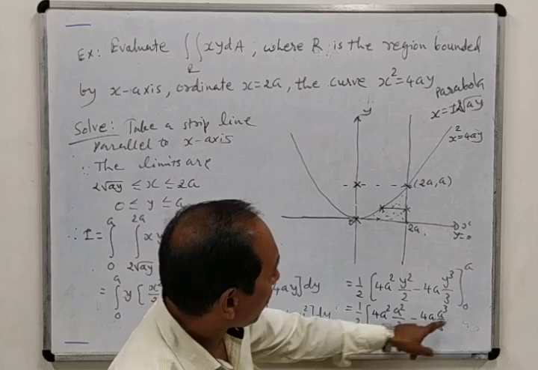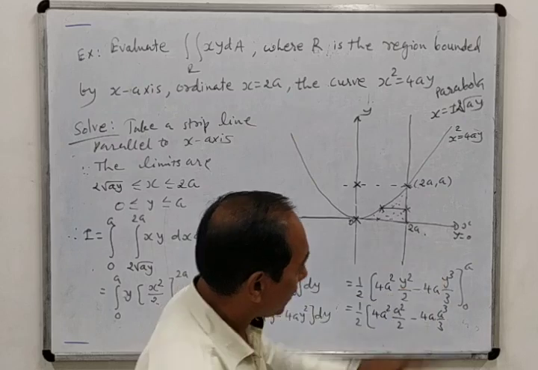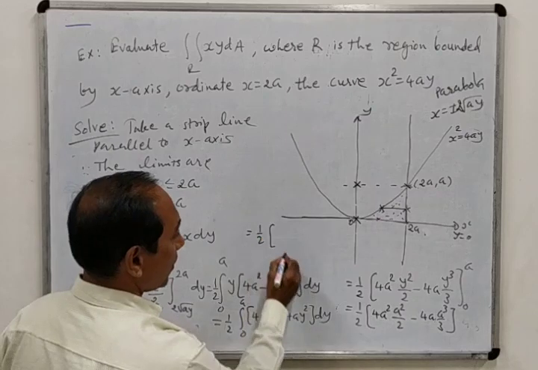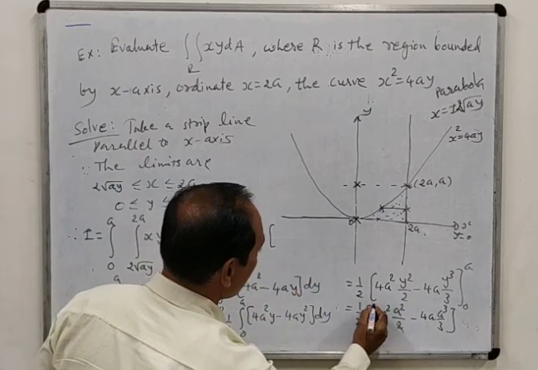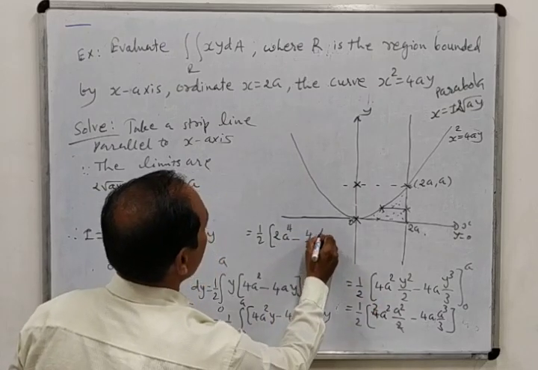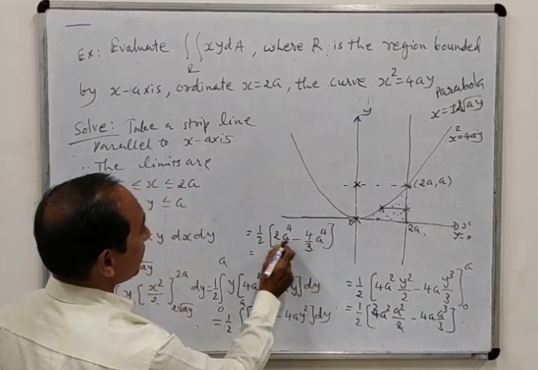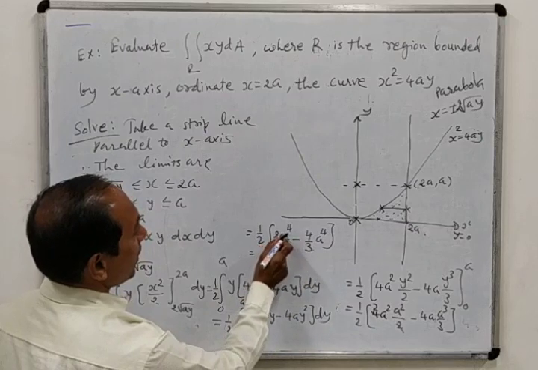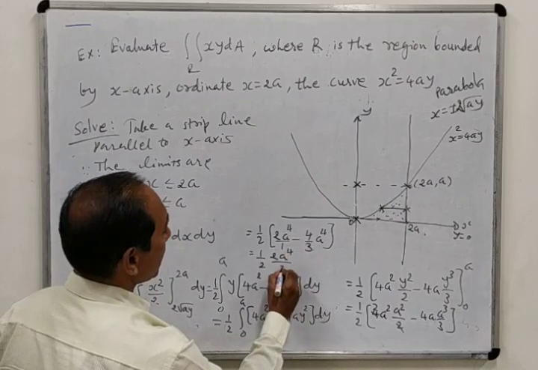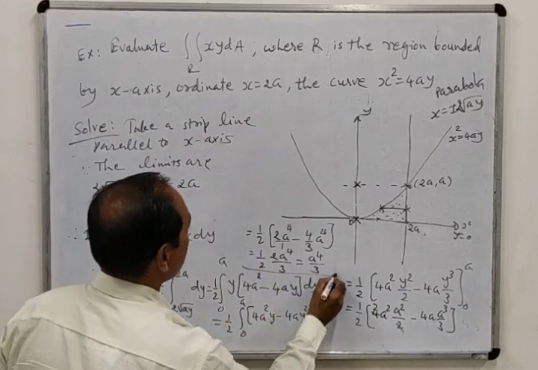Then we will put lower limit 0. If we put lower limit 0, then y is 0, so 0, and here again y is 0, so it is 0. So this is nothing but 1/2 times, 4 by 2 means 2, 2a raised to 4 minus 4 by 3 a raised to 4. So this is 6a raised to 4 minus 4a raised to 4 over 3, so 6a raised to 4 minus 4a raised to 4 means 2a raised to 4 divided by 3. So this is nothing but a raised to 4 by 3. So this is your answer.